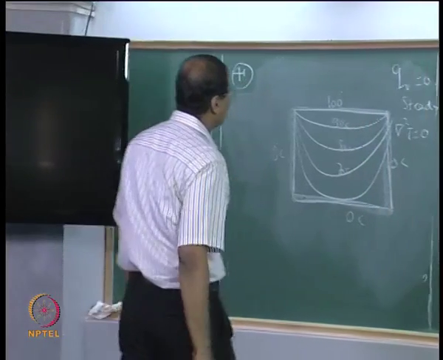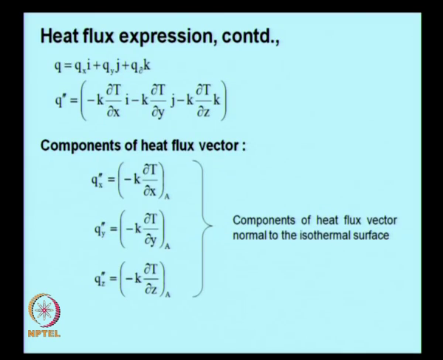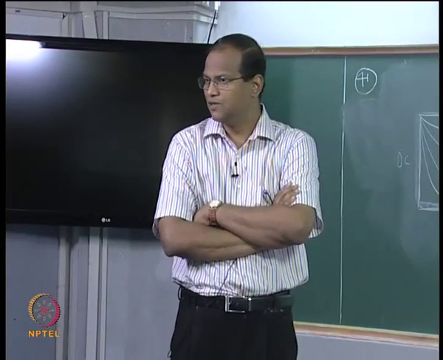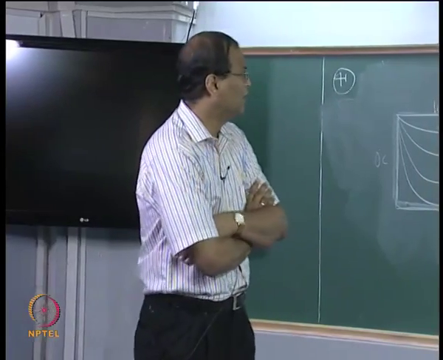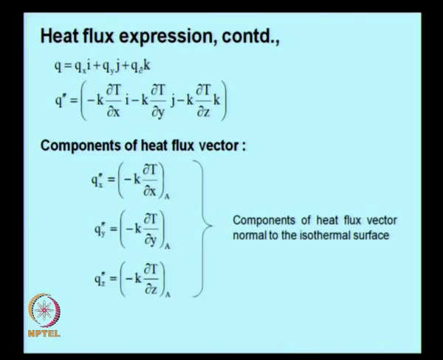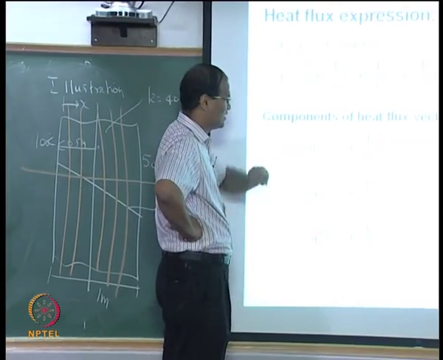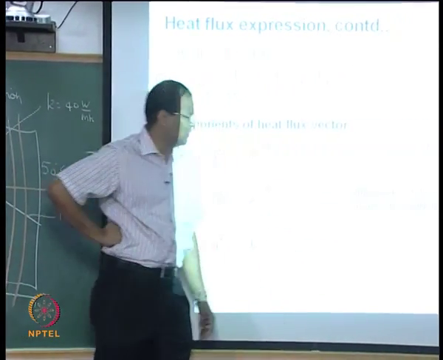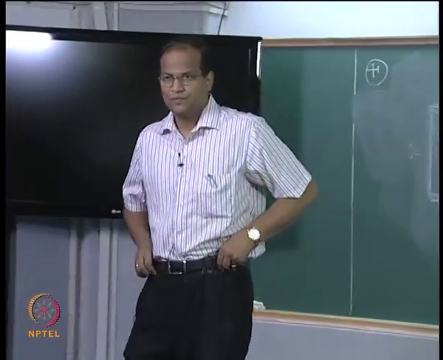So the heat flux is evaluated like this, orthogonal, and the heat flux is a vector. Temperature is a scalar, heat flux is a vector. So it has three components, qx, qy and qz. So qx is given by minus k dT by dx, minus k dT by dy, minus k dT by dz. Why is the minus coming? To take care of the fact that heat is always flowing from high temperature to low temperature. So q can be broken down as qx i, qy j, qz k, where qx, qy, qz are the heat flux components in the three directions, and it is given like this. So it is the component of the heat flux vector normal to the isothermal surface.